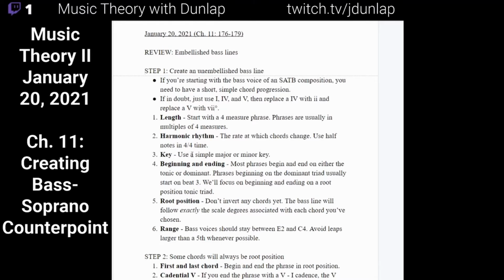With the key, we're going to use simple major and minor keys. I think the first example we'll do will be a major key, then we'll complicate things with a minor key. The beginning and ending of the phrase is going to be either on the tonic or dominant triads.